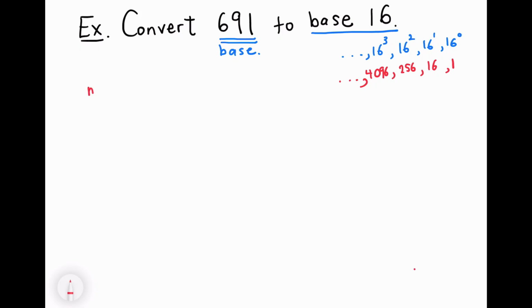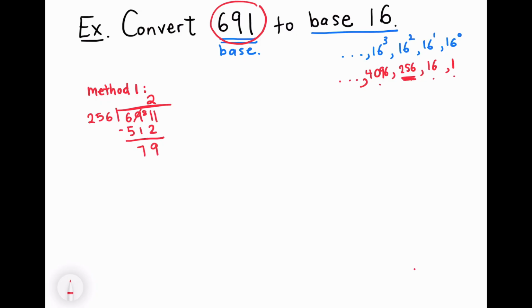So let's use method 1. I look at the number 691 and ask which is the largest of the place values that goes into 691, and it's 256. So I'm going to divide 256 into 691, and it goes in twice. 2 times 256 is 512. I subtract, and I get 179, and that's less than 256, so we're good.